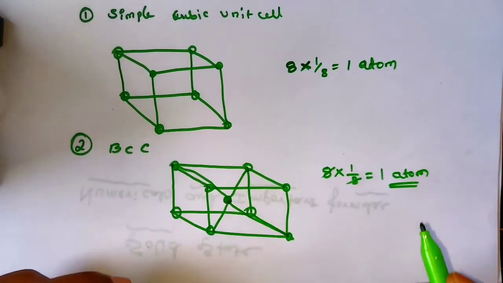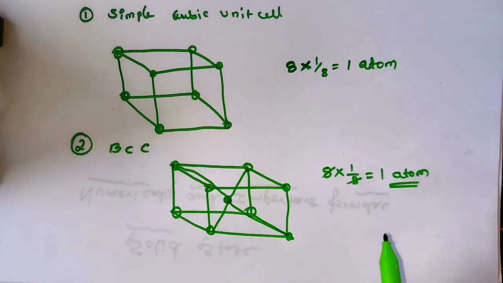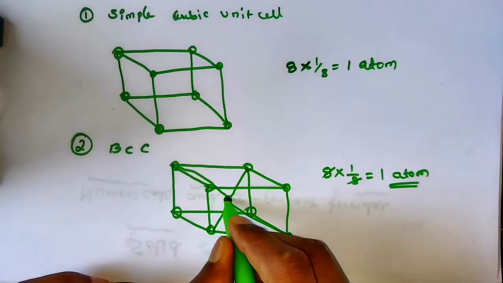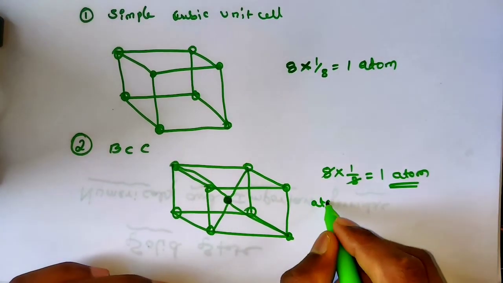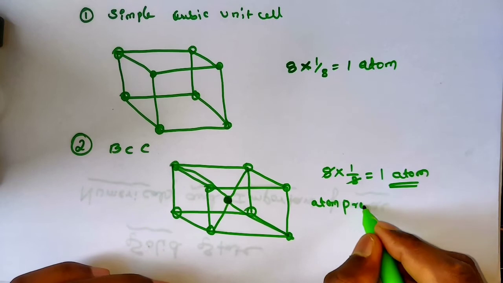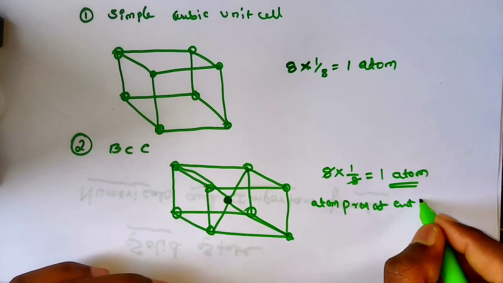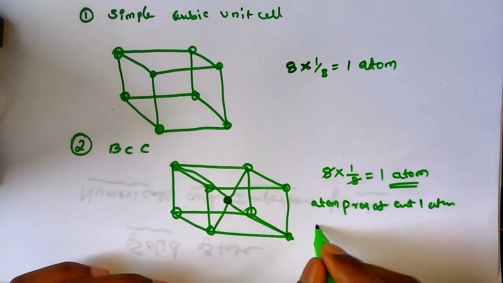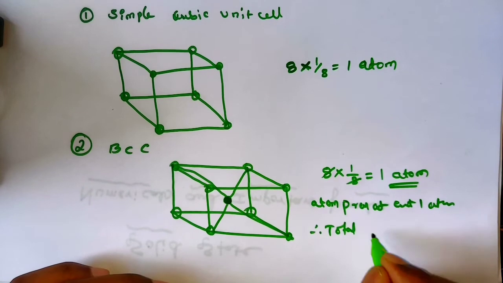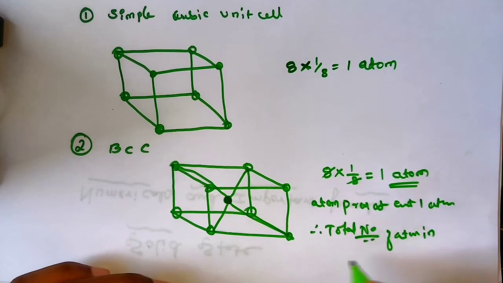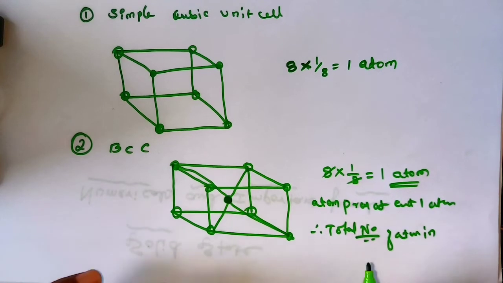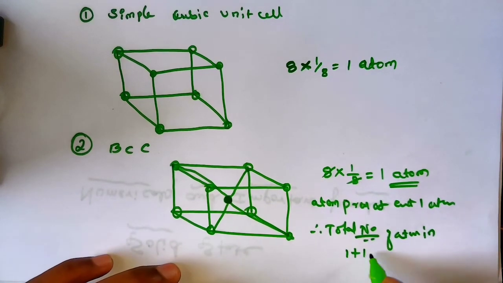Now the number of atoms present at the corners per unit cell: 8 into 1/8, that is equal to 1 atom. From the simple cubic unit cell we understood this. But one more extra atom is present in the center. The atom present at the center is 1 atom. Therefore the total number of atoms in the body centered cubic unit cell is 1 plus 1, that is equal to 2 atoms.